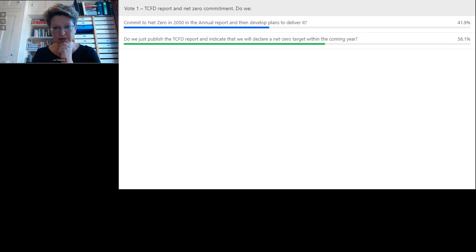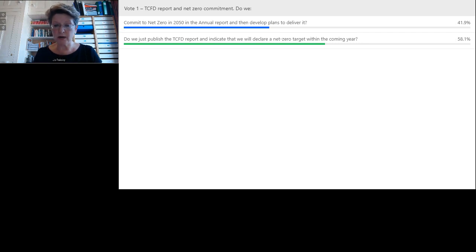Just over 40% of you have voted to commit to net zero in 2050 and then develop the plans afterwards. You obviously think that it's really important to just get out there with that commitment. But more of you, nearly 60%, believe publish the TCFD report and indicate you'll declare that net zero target within the coming year. So a little bit cautious, worried about publishing without the details behind it.